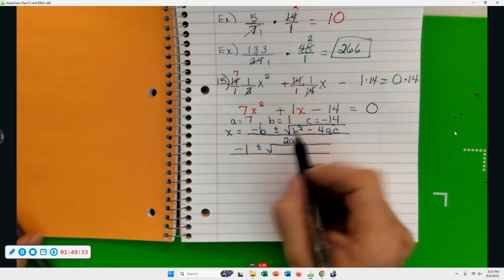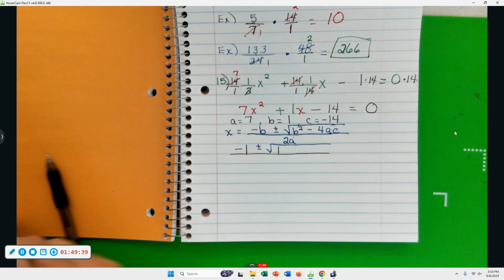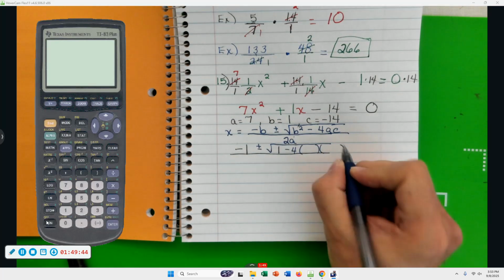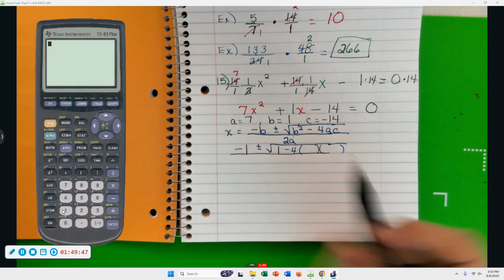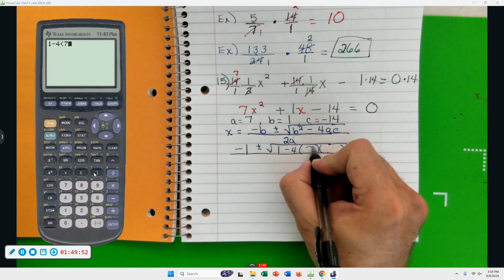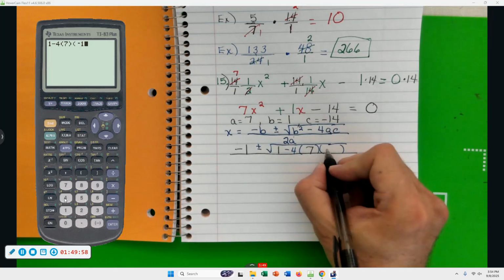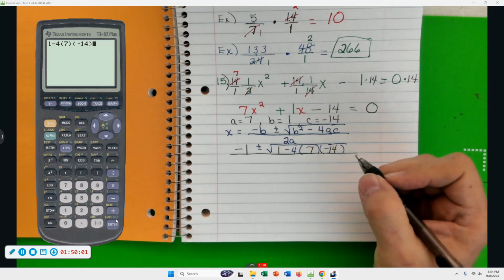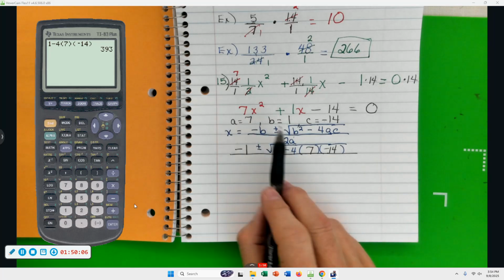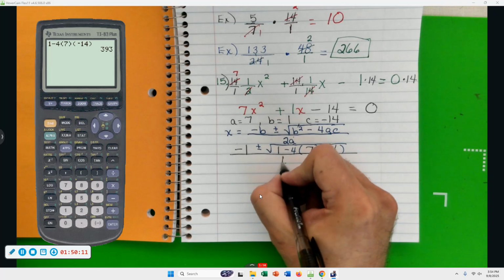Did y'all hear that? B squared, 1 squared is just a 1. Minus 4 times A times C. So A is 7. I'm replacing the A with 7. I'm replacing the C with a negative 14. I think we'll want a calculator for that. All over 2 times A. What's going to be the number in the bottom here? 7. Okay, so 2 times 7 is 14.